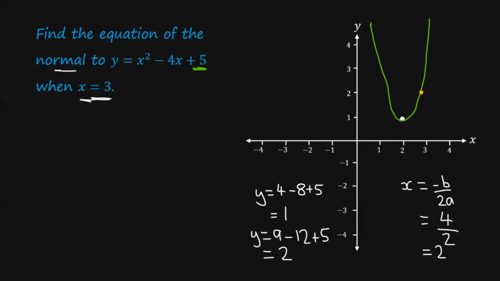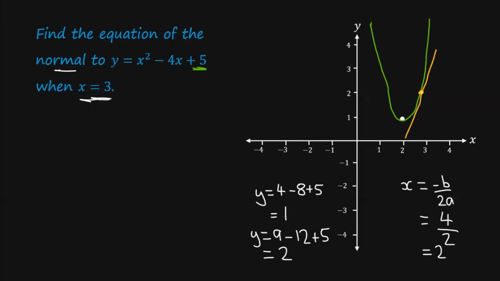And let's have a look now at the normal. So the tangent, first of all, we've looked at that in a couple of previous videos. The tangent is going to look something like this. It's going to go through, and it's going to just touch the curve at one spot right there. Now the normal is the line that is perpendicular to the tangent.